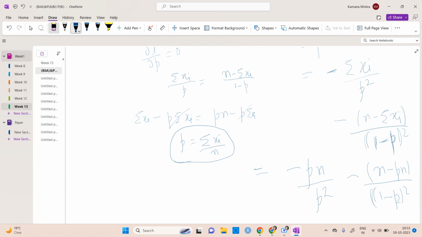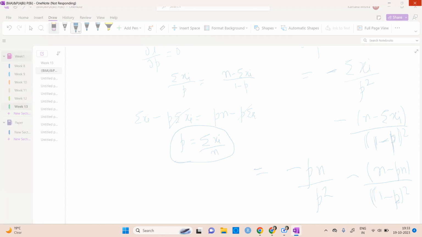So this value is positive always. N minus pn: p is less than 1, that we know, so n minus pn is positive. So this whole value is negative, and this value is negative. So this overall summation is, oh my god, what's happening? Okay, yeah, less than 0.